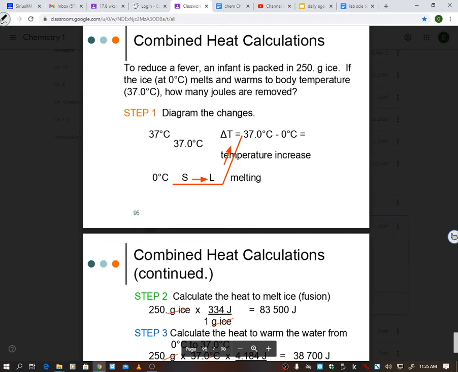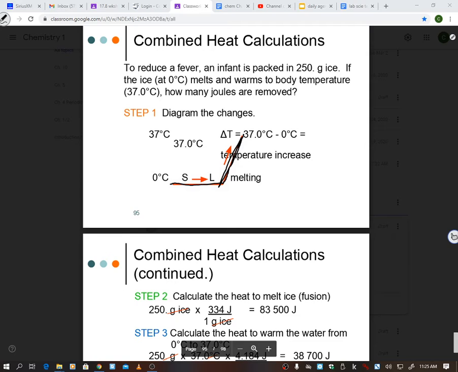So we did a few heat calculations a second ago at just 0 degrees and at just 100 degrees. But like I said, that is very rare. Normally there's some kind of temperature increase or decrease. So it says, to reduce a fever, an infant is packed in 250 grams of ice. If the ice at 0 degrees Celsius, so right here, at 0, there's my ice, melts and warms to body temperature, so it's heating up, how many joules are removed? So basically, how much energy did it take to do this?